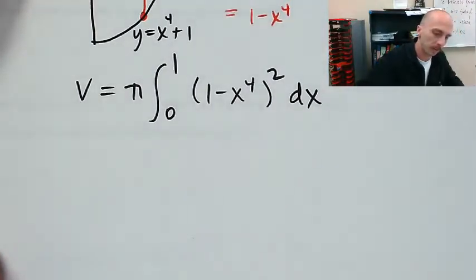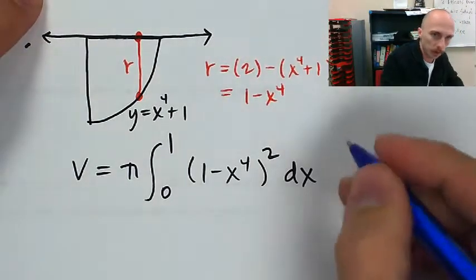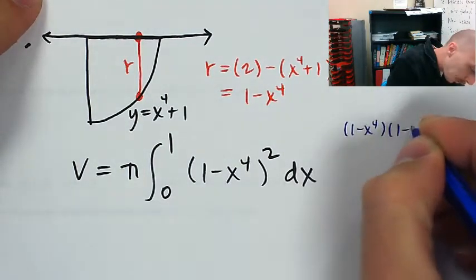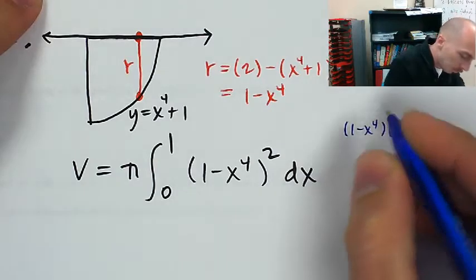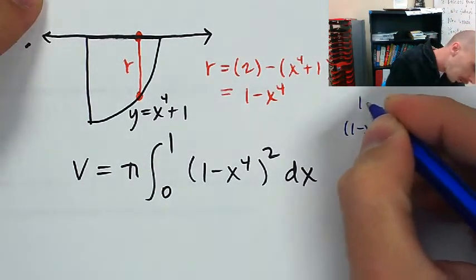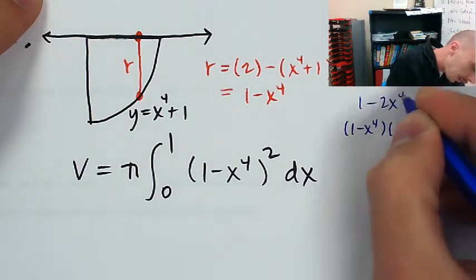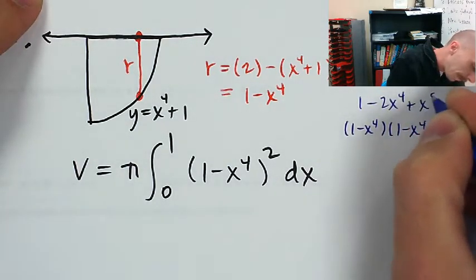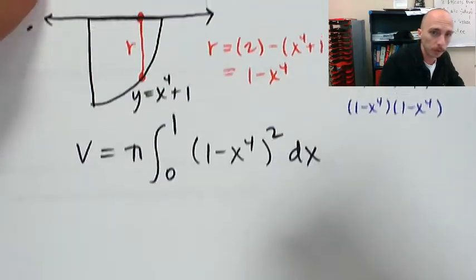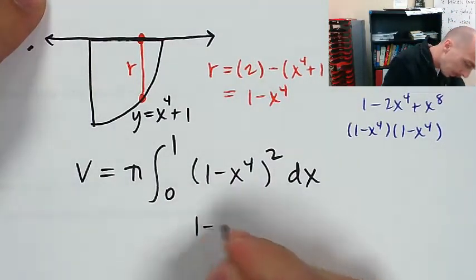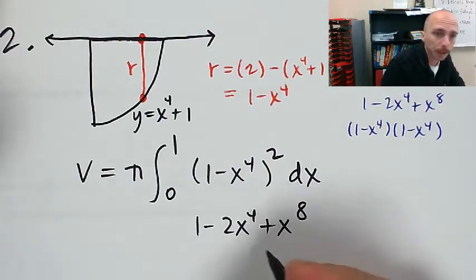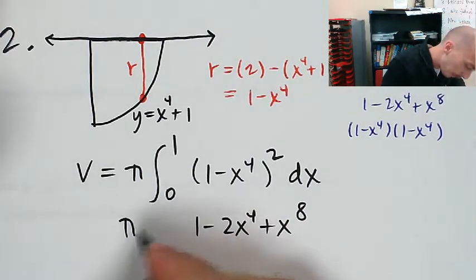Okay, if I square 1 minus x to the 4, I'll do that over here, and then it'll just go away. So 1 minus x to the 4 times 1 minus x to the 4, that's going to equal, you know, up here it'd be first, outside and inside, last. Okay. So I'm going to scroll that up once I copy it. 1 minus 2x to the 4 plus x to the 8. Okay. Integrating that, multiplying it by pi.